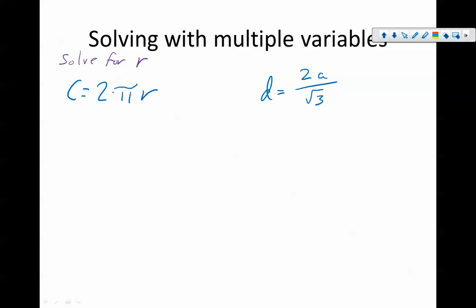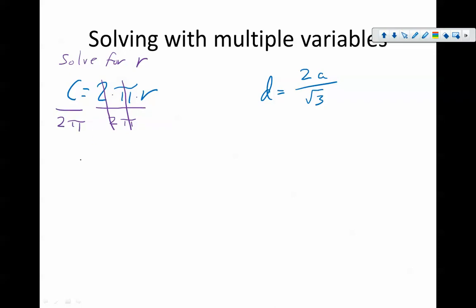Now, notice that this is all multiplication happening here. This is 2 times pi times r. So I need to do the opposite operation in order to eliminate this 2 pi. Because all of this is being multiplied together, I can divide by 2 pi to cancel it out. Dividing by 2 pi cancels the 2's. Dividing by 2 pi cancels the pi. Now, because I did that on the right-hand side of the equation, I also have to do it to the left-hand side of the equation.